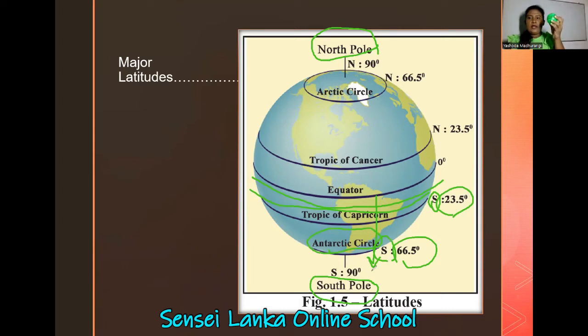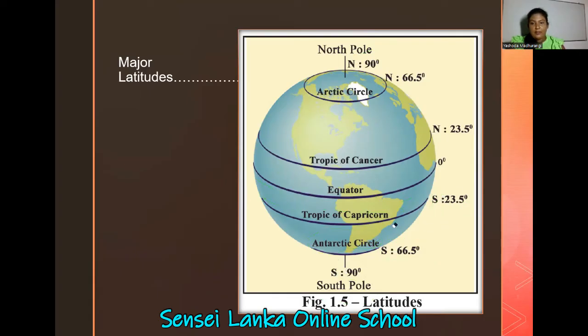If you take the ball once again, this is North Pole in the top. In the bottom, you can see the South Pole. In between, there are equator, Tropic of Cancer, Arctic Circle, Tropic of Capricorn, Antarctic Circle. So, my dear children, you have to understand this picture very well. You must be able to draw it. You must be able to name them and color them too.